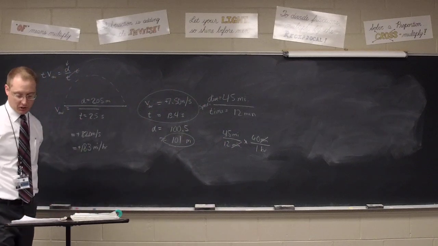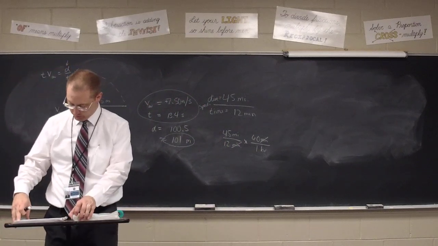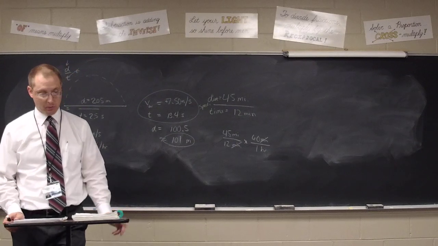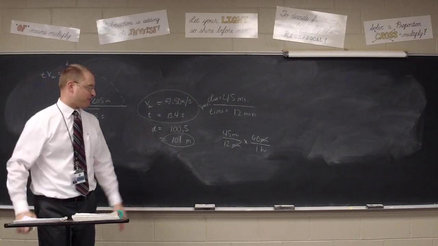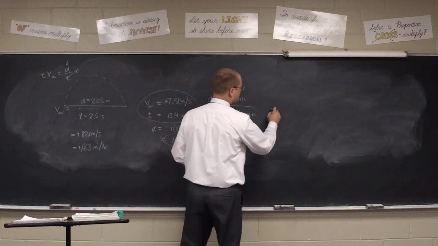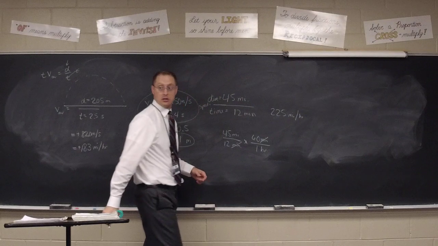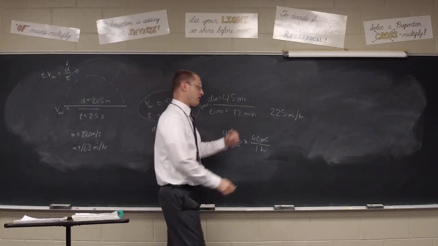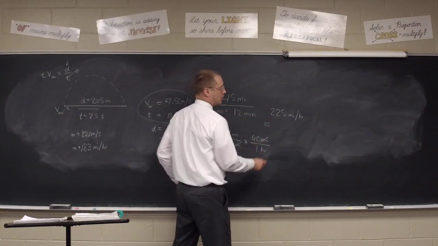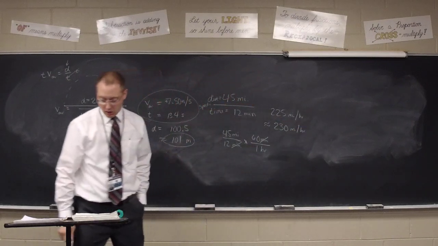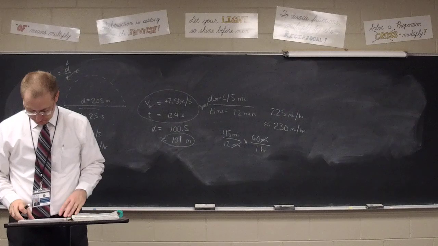Go and find it very quickly at your seats. How many miles per hour is the plane traveling? And what do we get, class? 225. Now I'm looking at this, I'm like, how many sig figs do I have? Only 2 sig figs. So I'm going to have to round this off and say it's going about 230 miles per hour.